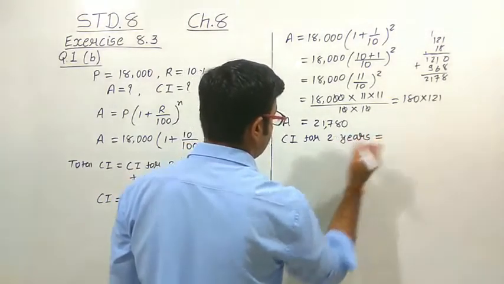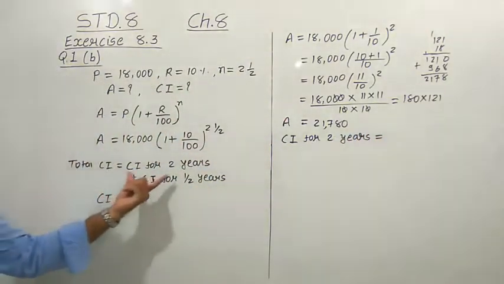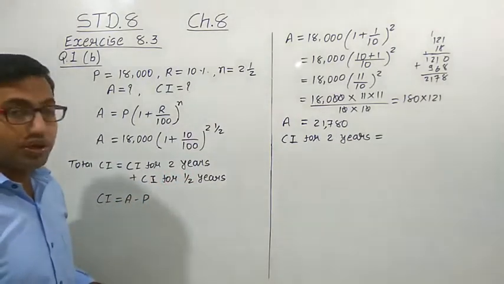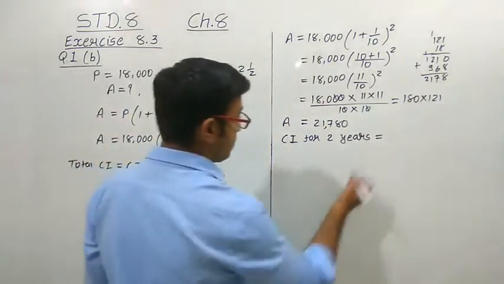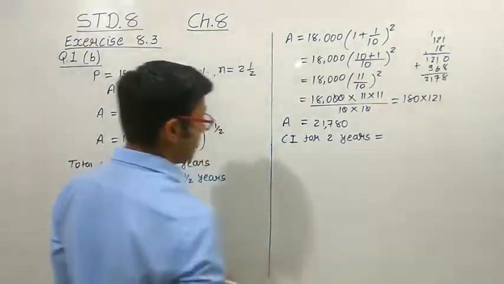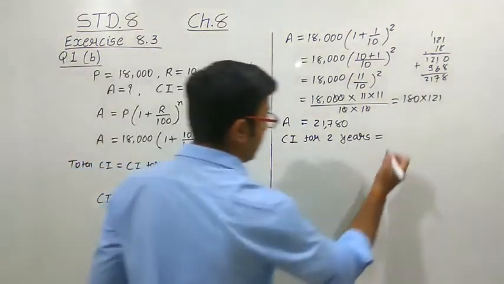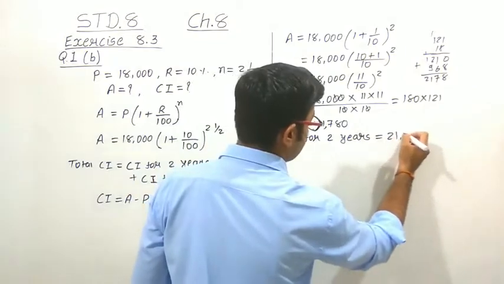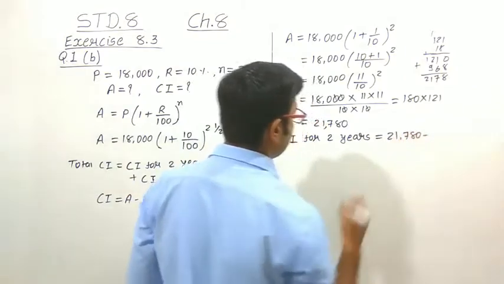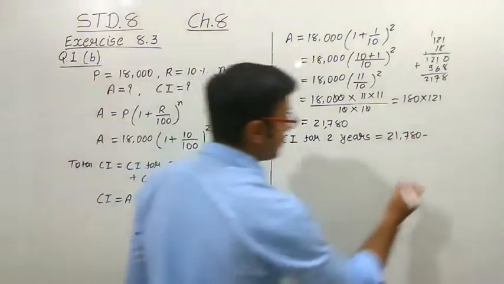Right? See, according to this formula, we have to first of all get the compound interest for 2 years. So what will be the compound interest for the 2 years? That is amount minus principal. Amount minus principal amount. So the total amount we are getting here is 21,780. From that we have to subtract 18,000.